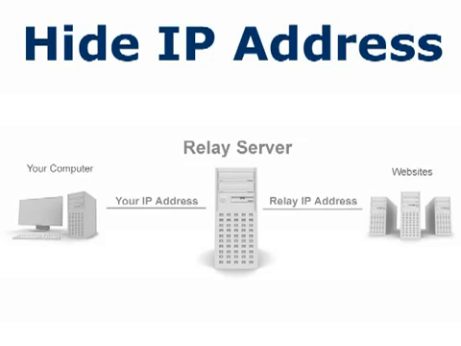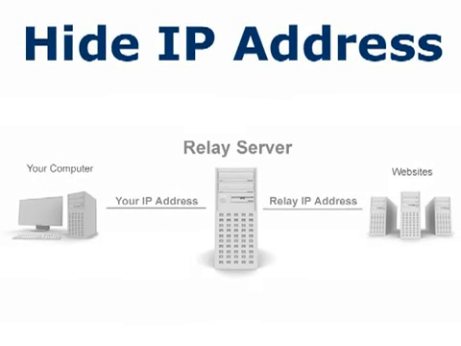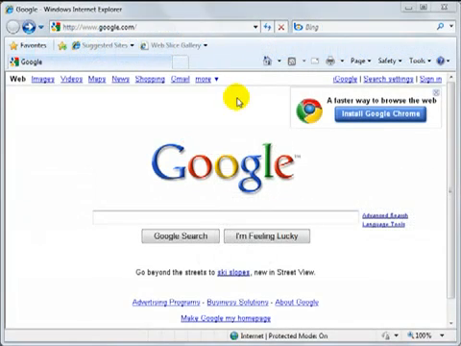The way to do this is by routing your Internet requests through an intermediate server, so that the websites you visit only detect the IP address of that relay server and not your own. That's the principle that almost all anonymous web surfing services operate on. Now, the most common type of relay is known as a proxy server, and I'd like to give you a quick demo of how a proxy works.